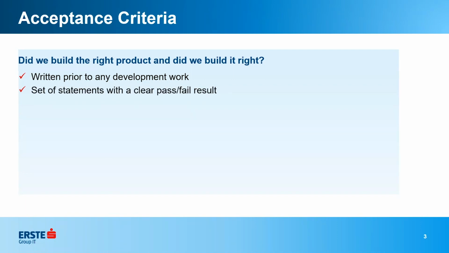And the acceptance criteria should be a set of statements with a clear pass-fail result. You should be able to look at it when the story is done and say, okay, did this happen? Yes or no? And if it's no, then the story is not done. If it's, okay, when I click on here, then I click on here, then this happens, and that's not happening, then the story's not done and the acceptance criteria haven't been met.